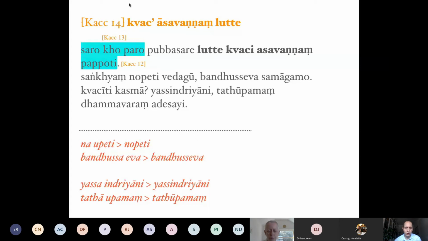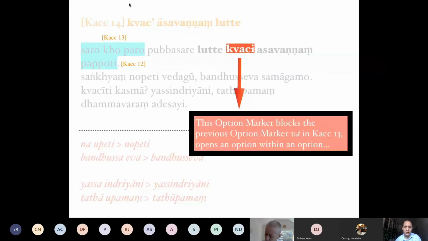O is a savanna in relation to u. That's what this rule is saying. Here, what I'm most concerned with, or what I would like to highlight, is that this kochi, this marker, blocks or cancels the previous option marker wa in Kaccāyana 13, and therefore it opens an option within an option.